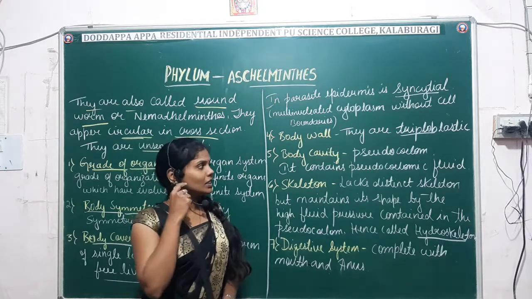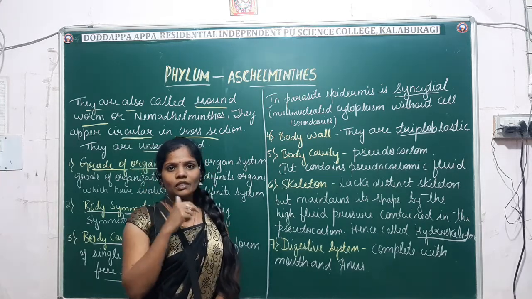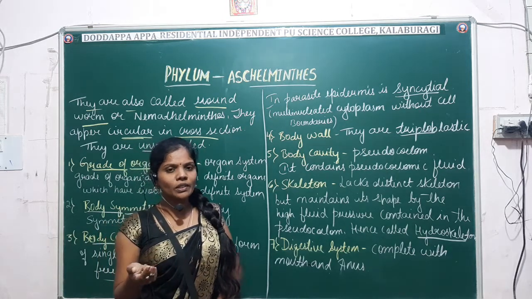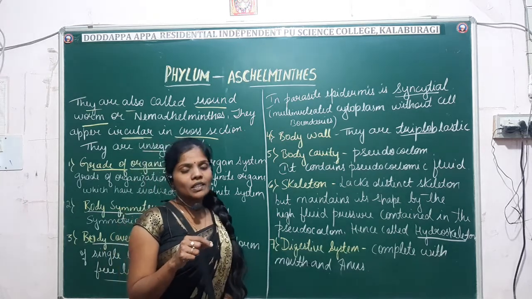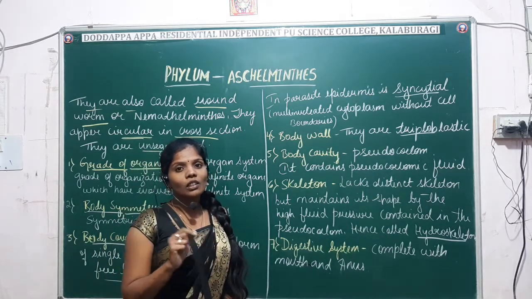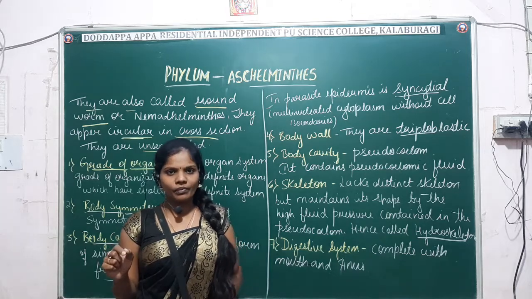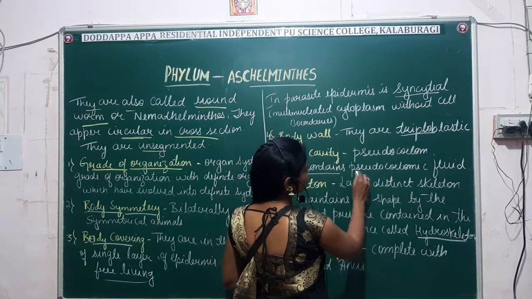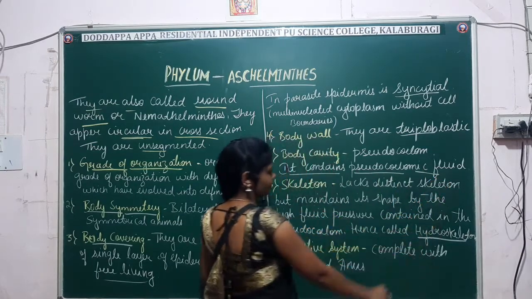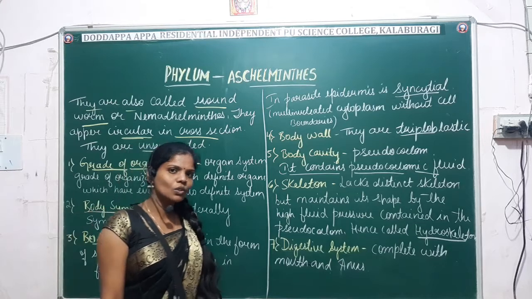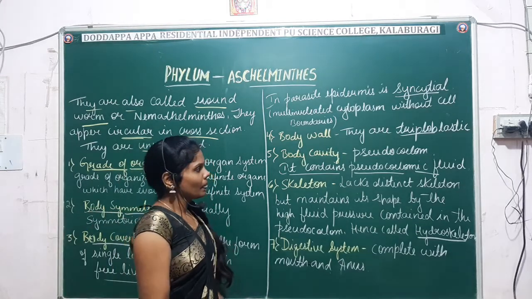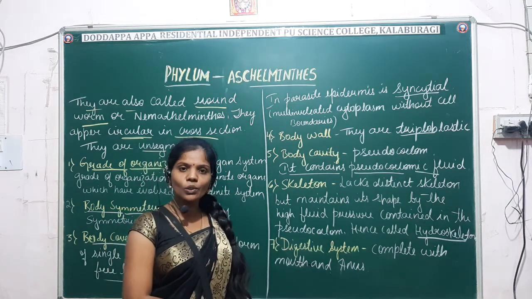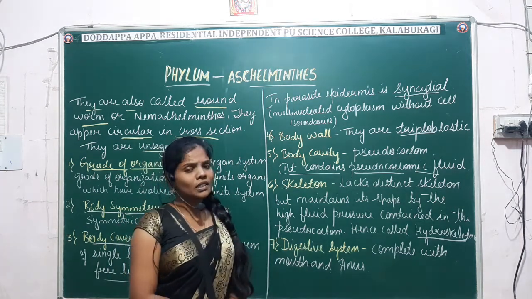Next comes the body cavity. Aschelminthes are pseudocoelomates. You already know what pseudocoelomate means: the coelom is present within the body wall, but it is not lined by the mesoderm. Instead, it contains pseudocoelomic fluid. So Aschelminthes are pseudocoelomate animals.